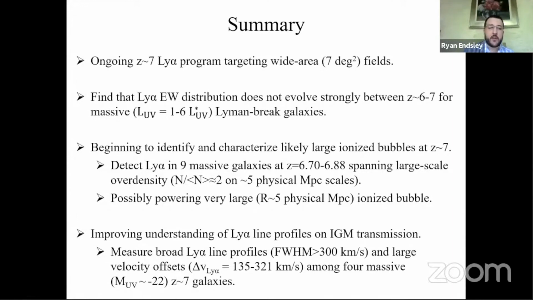At the same time, with our survey, we're beginning to improve our understanding of Lyman-alpha line profiles and IGM transmission. We find broad Lyman-alpha line profiles among our massive galaxies, and we also find large Lyman-alpha velocity offsets, meaning that a larger fraction of those Lyman-alpha photons are being pushed into the damping wing, increasing their transmission through the IGM. Take any questions. Thank you.